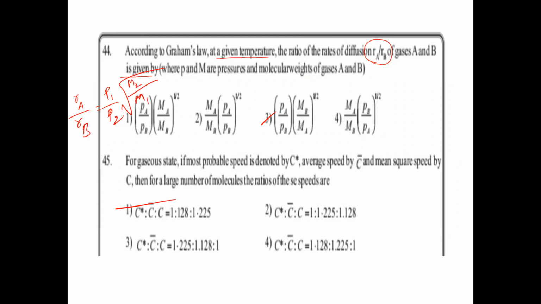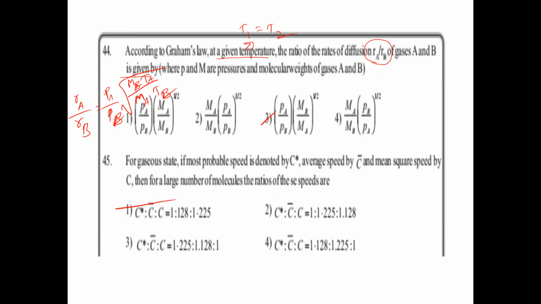M is molecular mass. And under root T1 by T2. Anyhow, temperature is constant, they give. So T1 is equal to T2. Temperature is constant, they mentioned here. So square root of T1 by T2 is not needed. Now here RA by RB is equal to P1 by P2, meaning PA by PB, then under root MB by MA. Like this we are taking the form. So this formula will be the answer.